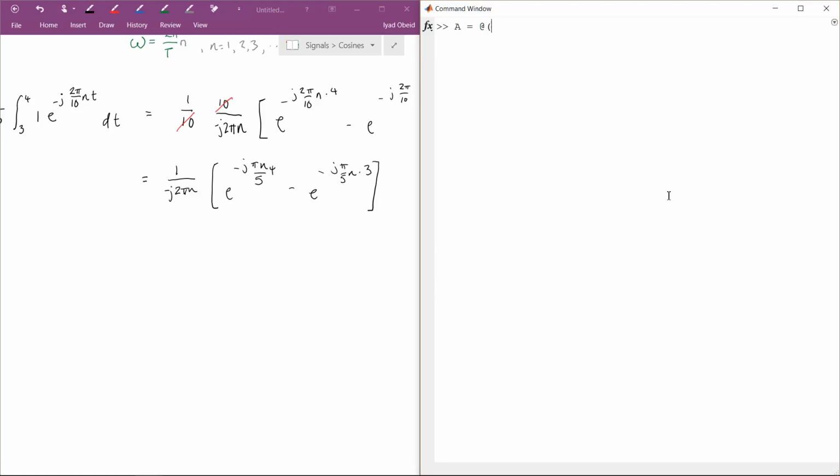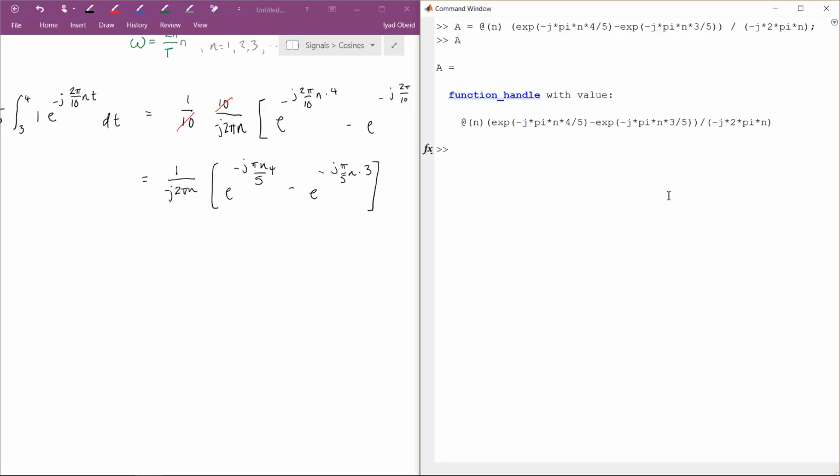So a equals @n. This is what's called an inline formula, and it's going to be a function of n. It's going to be e to the minus j times pi times n times 4 over 5, minus e to the minus j times pi times n times 3 over 5, divided by minus j times 2 times pi times n. Okay, and if I look to see what a is, it's a function.